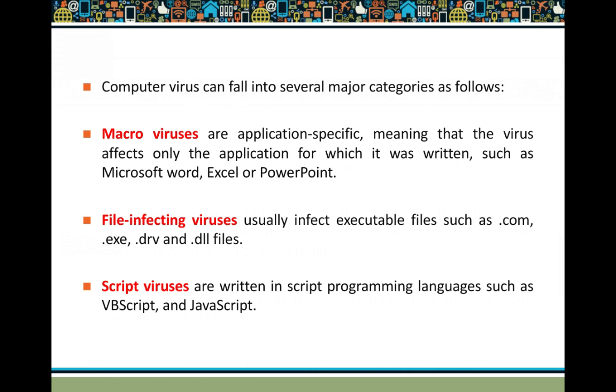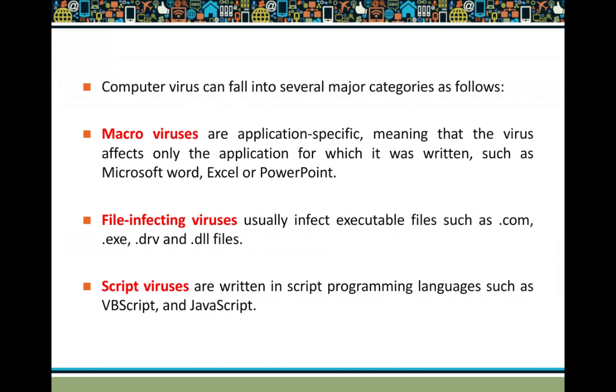Now, file infecting viruses normally affect files such as .com files, .exe files, .drv and DLL files. So these categories of files get infected by file infecting viruses. And then the third is script viruses. As the name indicates, they attack only script files. So all those scripting programs that you write in JavaScript or VBScript are attacked by script viruses. So we have three types of viruses.